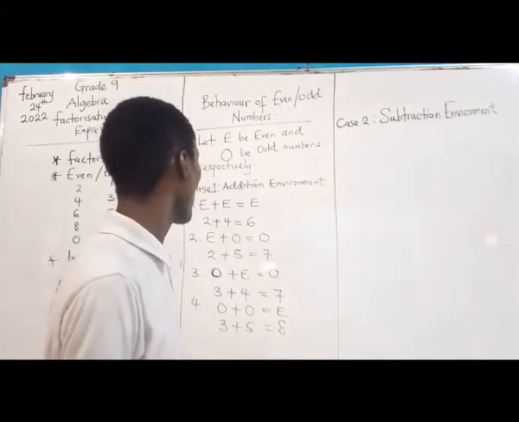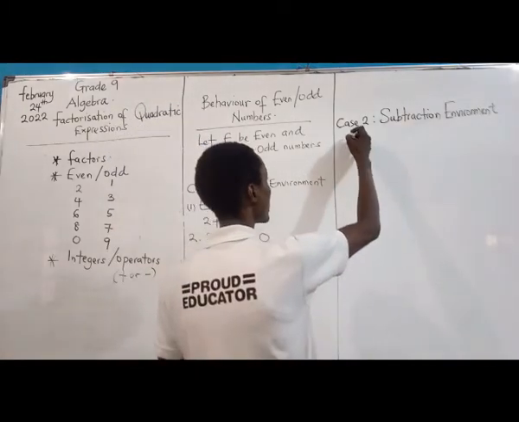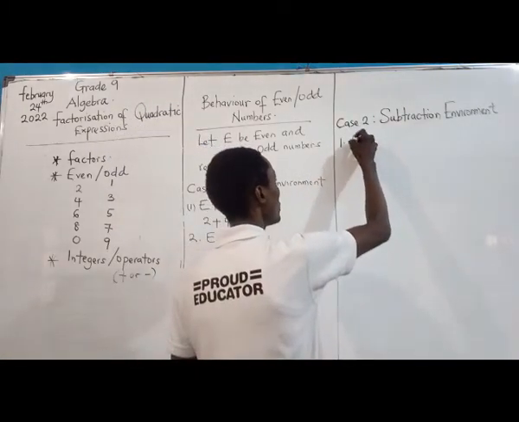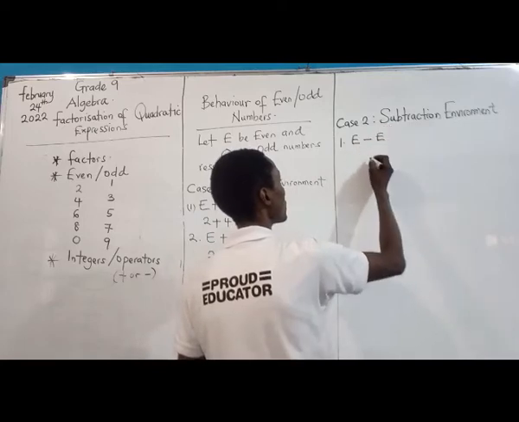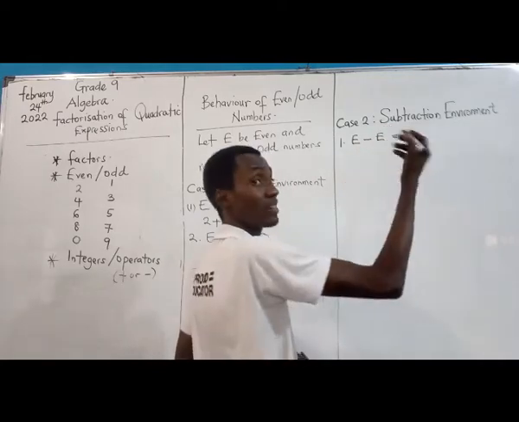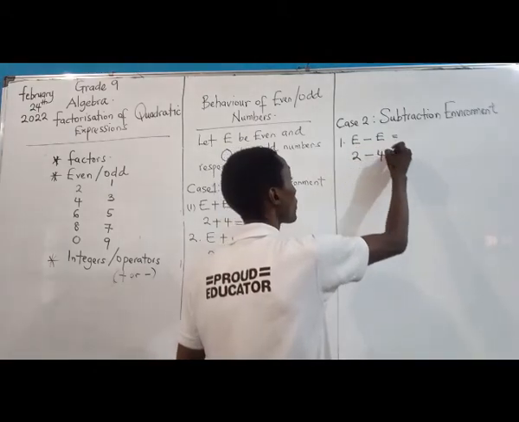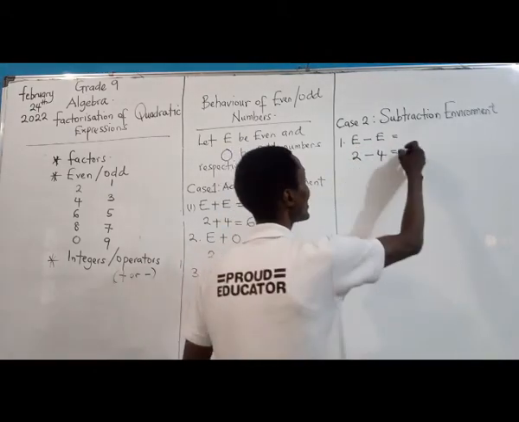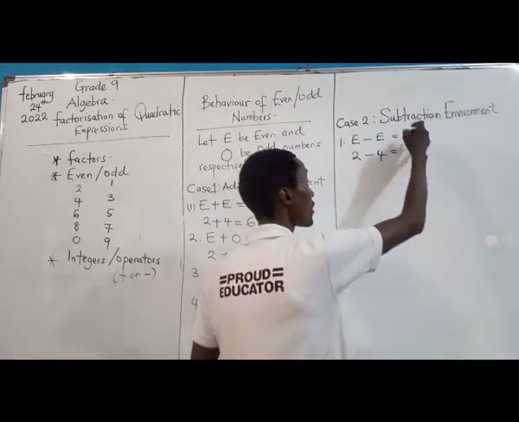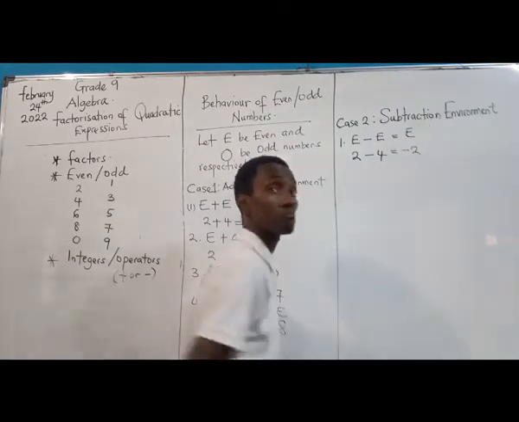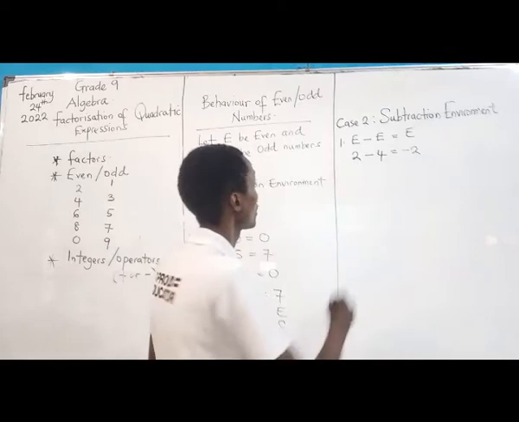Now, in the subtraction environment, we have this. Even minus even. What would that give us? We take any case of our choice. We can say 2 minus 4. What we have is a negative 2. 2 itself is what? Even. It's still even.